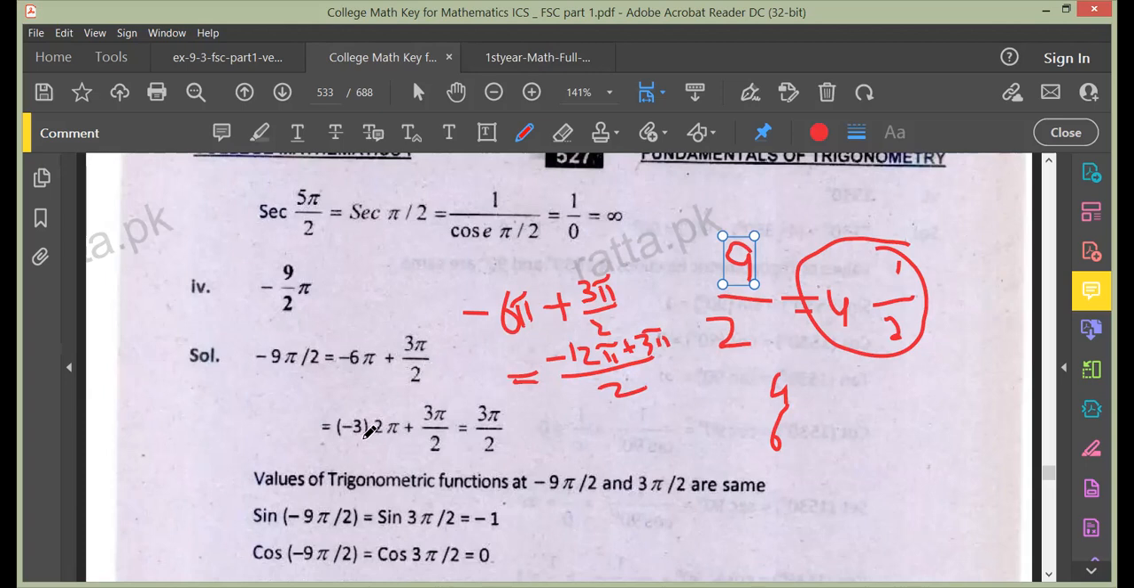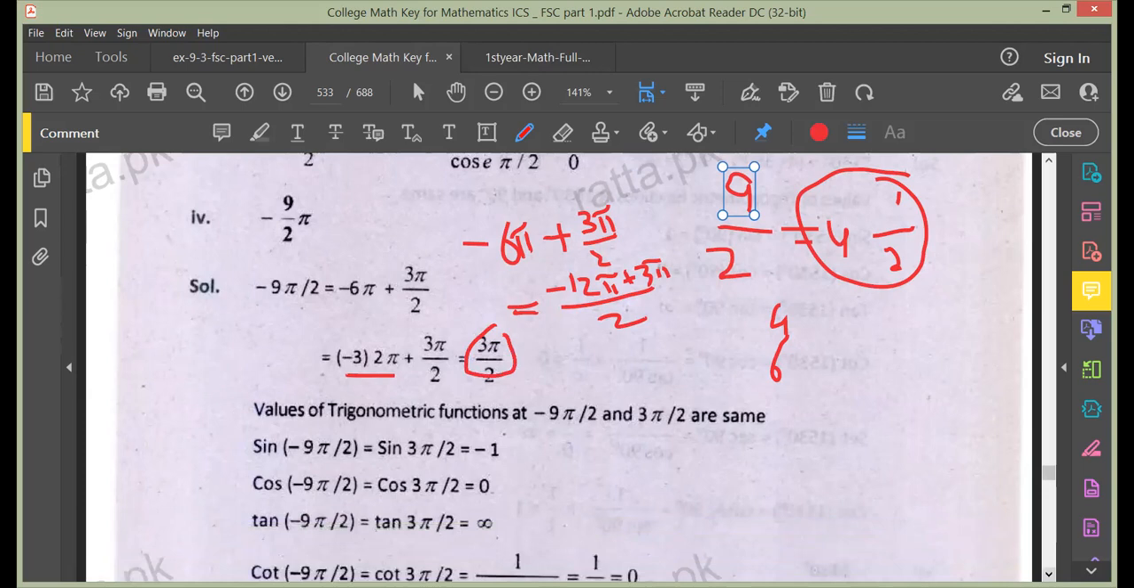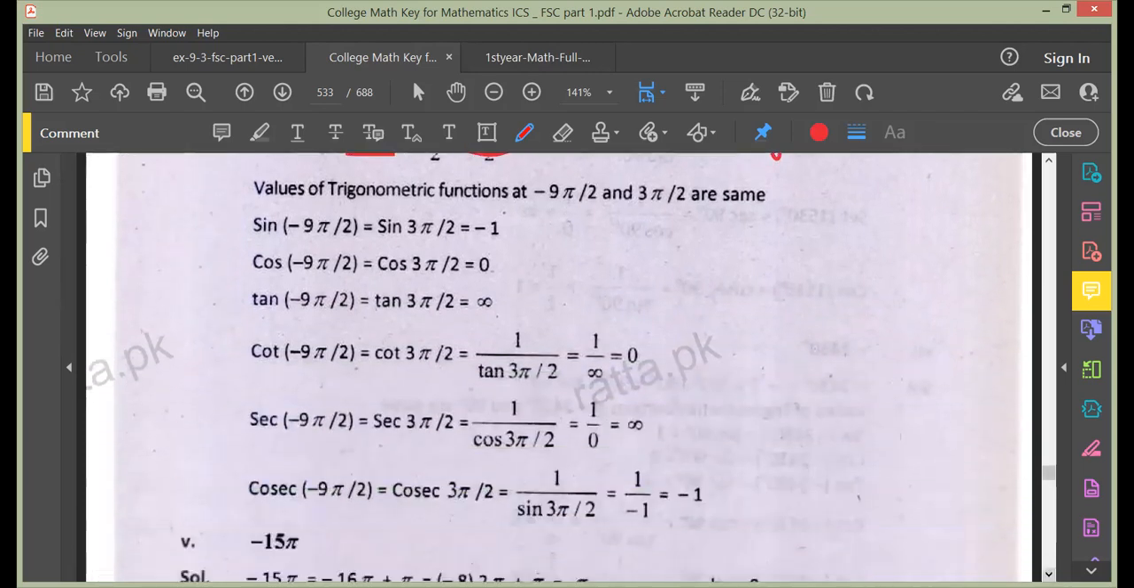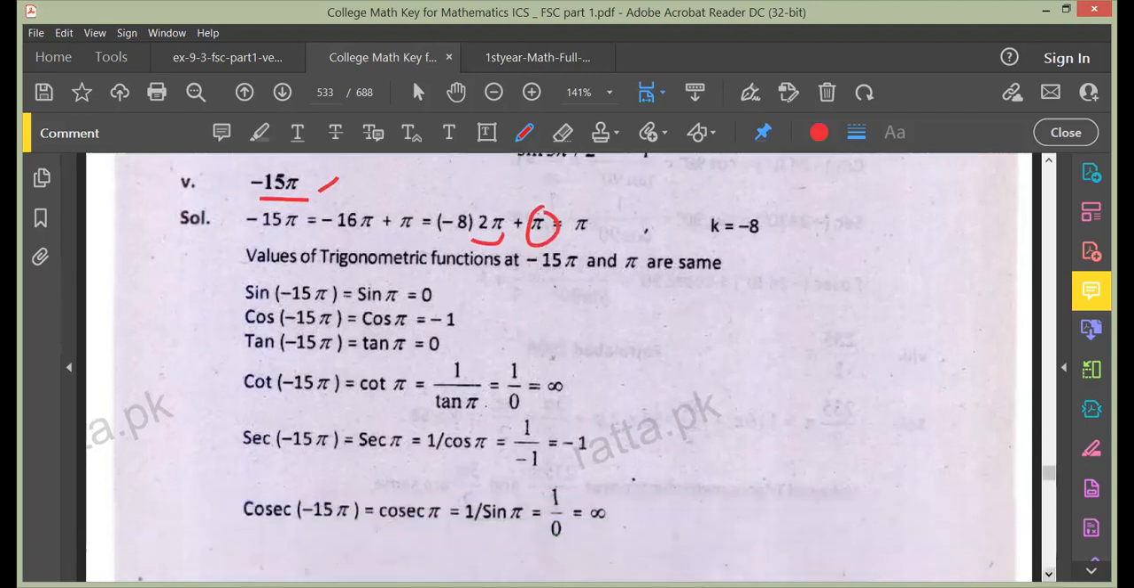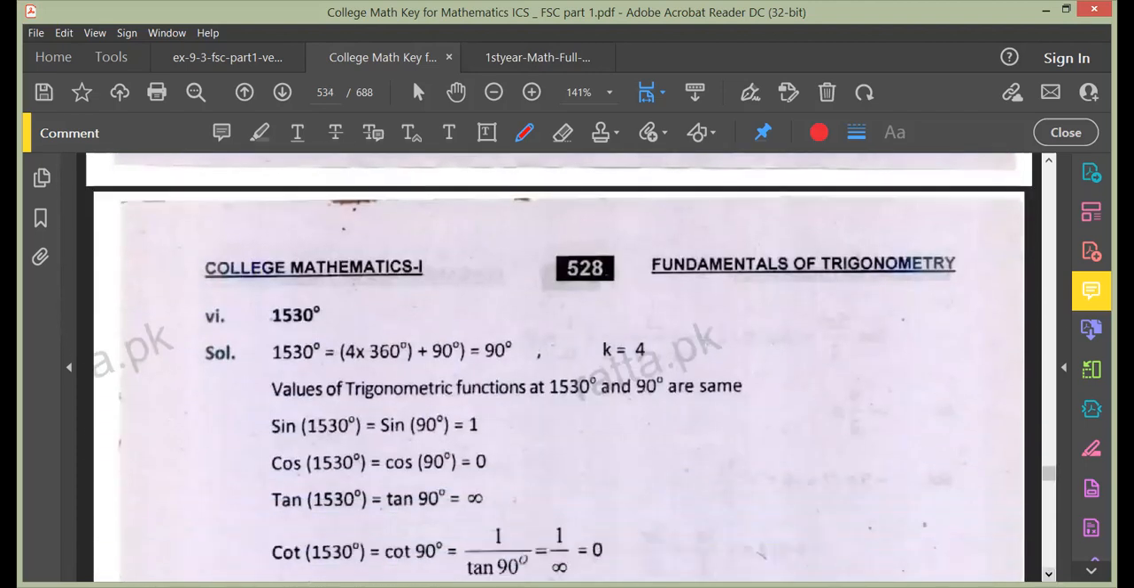So this is a multiple of 2 pi, so our angle will be equal to 3 pi by 2, because the values of trigonometric functions at minus 9 pi by 2 and 3 pi by 2 are the same. So simply we will calculate these values. Similarly, there is minus 15 like question number 1. So this is minus 16 pi plus pi. This will be the multiple of 2 pi, so you can write it as pi.